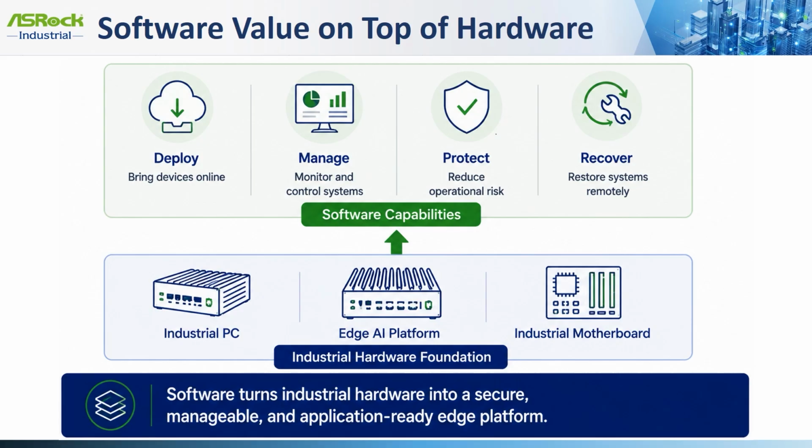How do you deploy it faster, manage it remotely, keep it secure and updated, recover it when something goes wrong, and build applications on top of it? That is where software becomes important. Our software reduces manual work. It helps partners build stronger solutions, and it helps customers operate edge systems across the full life cycle. So today, please think of software as the value layer that connects our industrial platform to real customer applications.